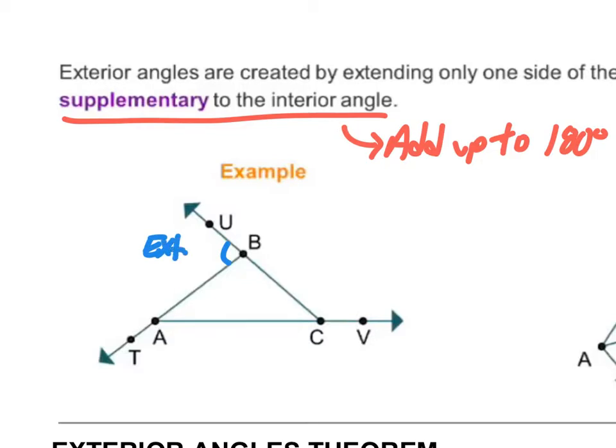Okay, and then I have its interior angle. Notice that these two angles form a straight line. They form a linear pair, so these are supplementary. So it's really easy to actually calculate the exterior angle if you know what the interior angle is.